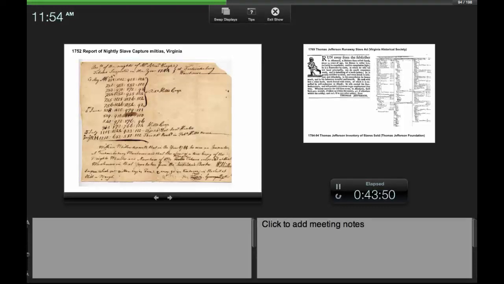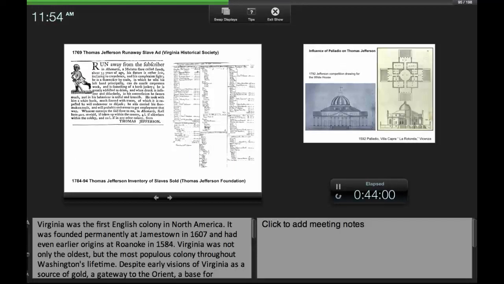Here is an index of the amount of slaves captured on a nightly militia. You can see numbers in the hundreds. These are not people who took this lightly. So there were a lot of resources expended. This is Thomas Jefferson's advertisement for a runaway mulatto slave called Sandy. And of course, his index of slaves that he sold. He was an extraordinarily wealthy British landowner.